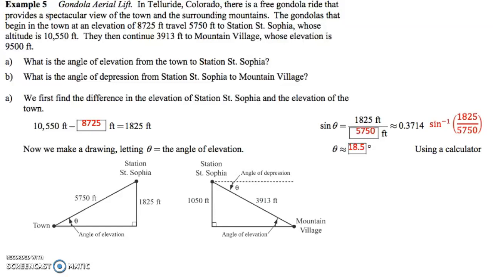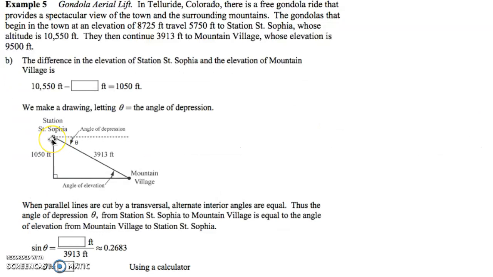Now our second part asks us to determine what is the angle of depression from St. Sophia as we go back down to Mountain Village. So we need to know a few things. We need to know what is the difference in elevation from St. Sophia to the mountain village. It tells us already that St. Sophia is at 10,550 feet and that the Mountain Village elevation is 9,500. So the difference in elevation is 1,050 feet. We also know that it traveled a distance of 3,913 feet on its journey.